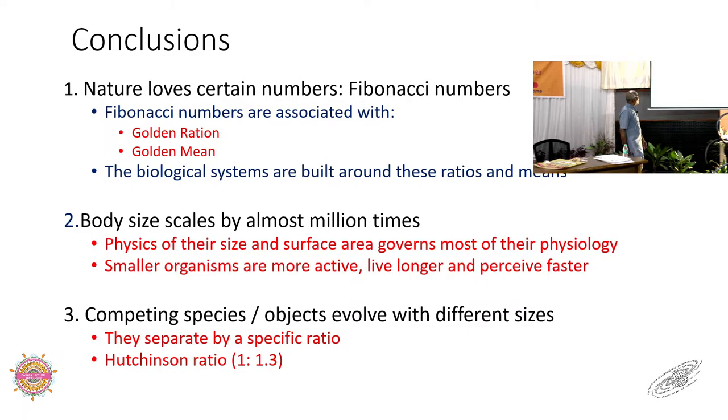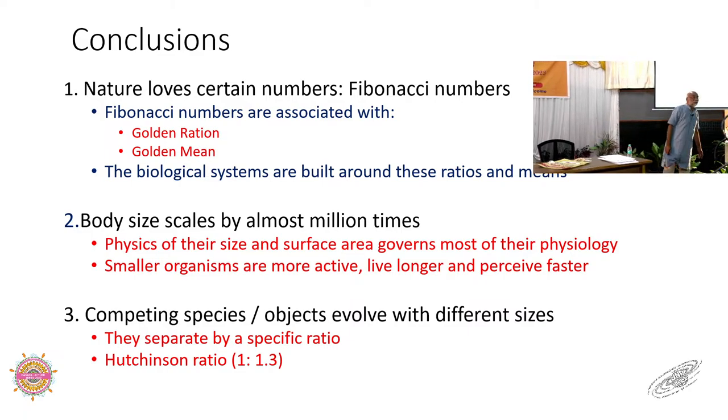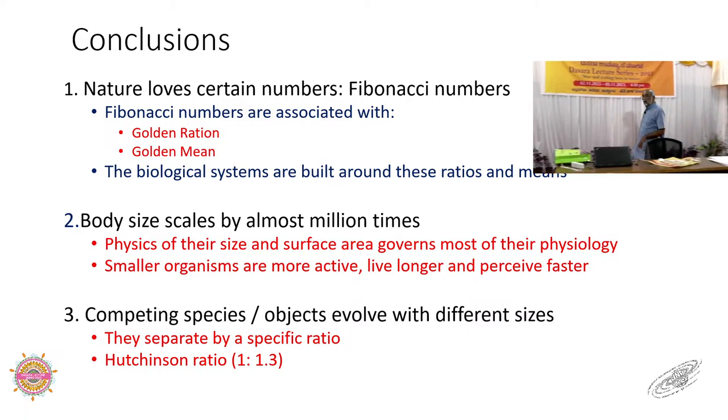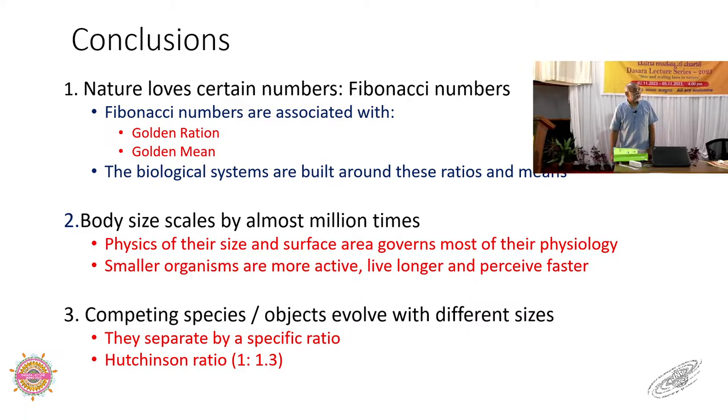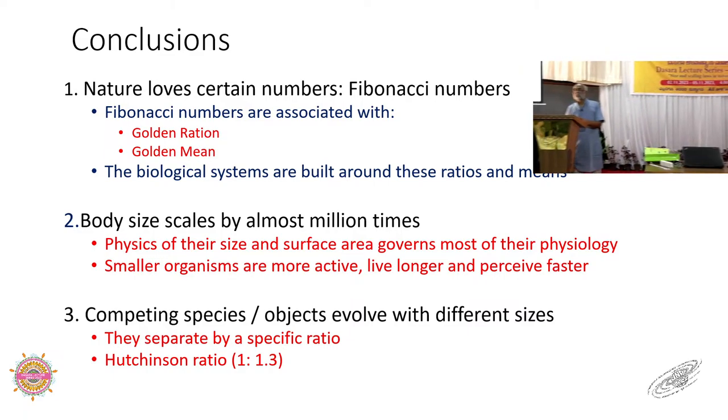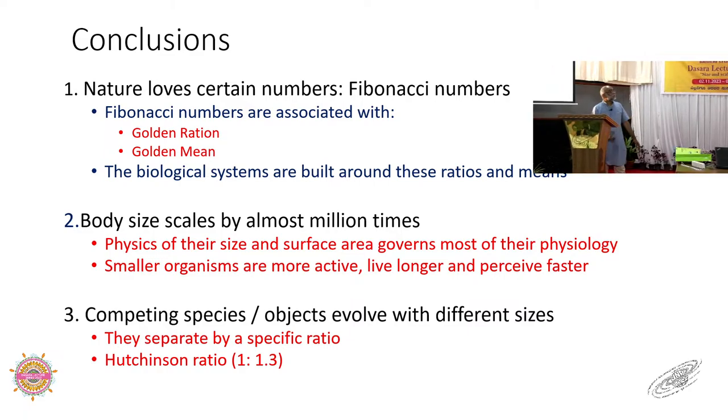Small organisms are more active, live longer, perceive faster, and die faster. And competing species always evolve ratios of 1:1.3. This competition need not be only among organisms, it could be among the knives and among the skillets also.